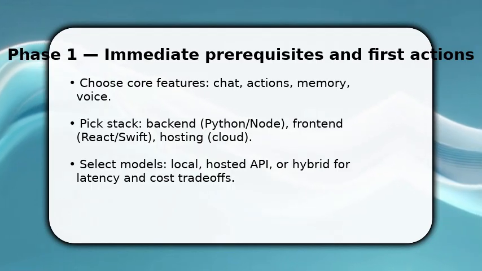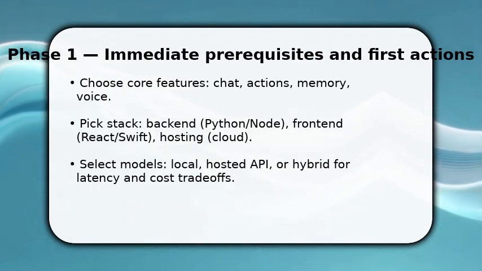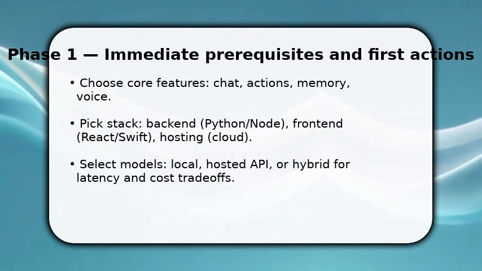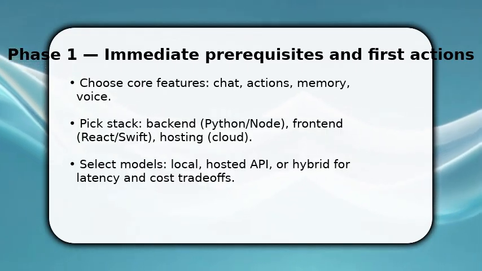Make sure to choose an AI model strategy next: local for privacy, hosted API for speed, or a hybrid approach to balance cost and latency. This first set of choices shapes architecture and deployment.